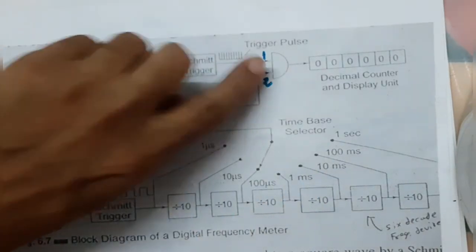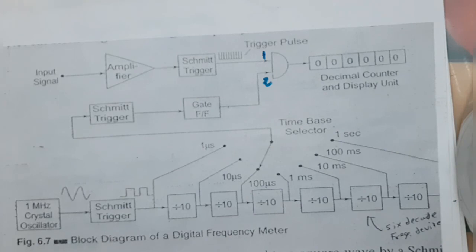It is 1, the second terminal is 1. The second pulse from the decade frequency divider changes the state of the control flip-flop and removes the enable signal from the AND gate, thereby closing it. The decimal counter and display unit output corresponds to the number of input pulses received during a precise time interval, hence the counter display corresponds to the frequency.